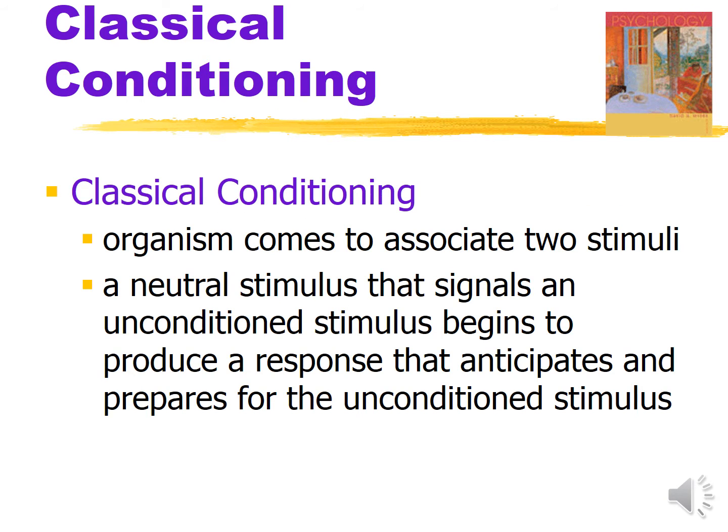So in classical conditioning, an organism comes to associate two stimuli, and a neutral stimulus that signals an unconditioned stimulus begins to produce a response that anticipates and prepares for the unconditioned stimulus. And this is what's called conditioning or learning.